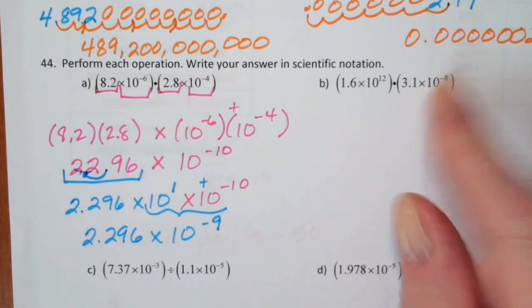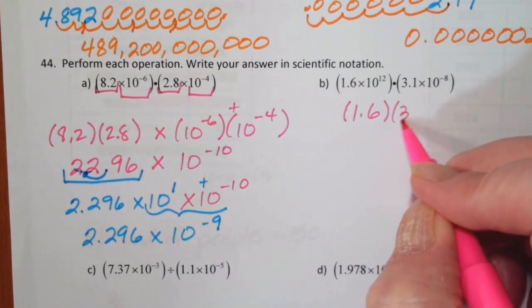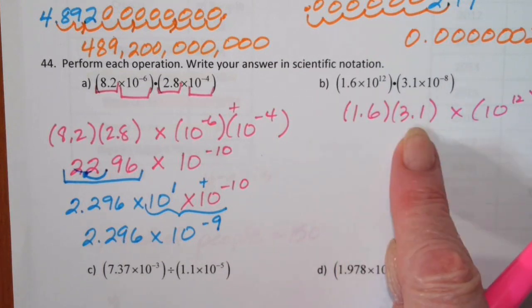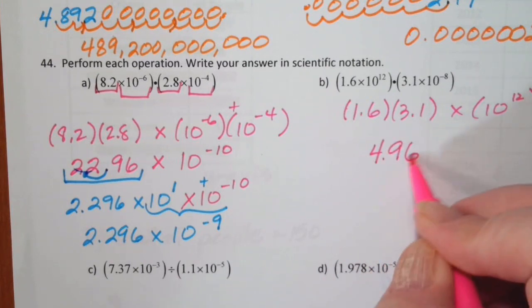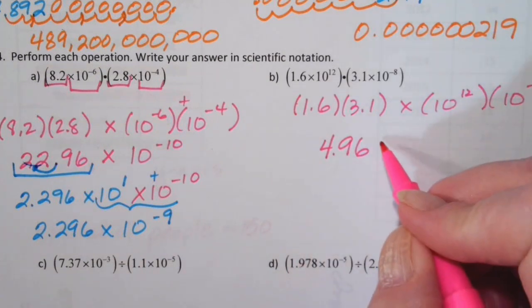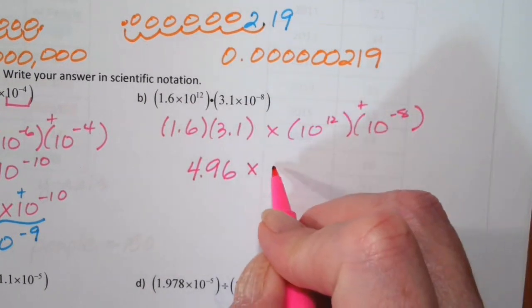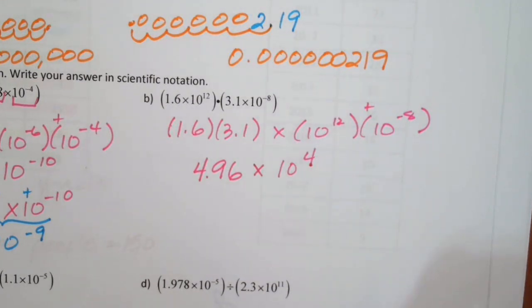Okay, on part B, I'm going to write this as 1.6 times 3.1 times 10 to the 12th times 10 to the negative 8. 1.6 times 3.1 is 4.96. Okay, this is good news. This is already in scientific notation. There's one digit to the left. If I add my exponents here, 12 plus negative 8, that gives me 10 to the 4th, and I'm done. I don't have to do anything else to that.